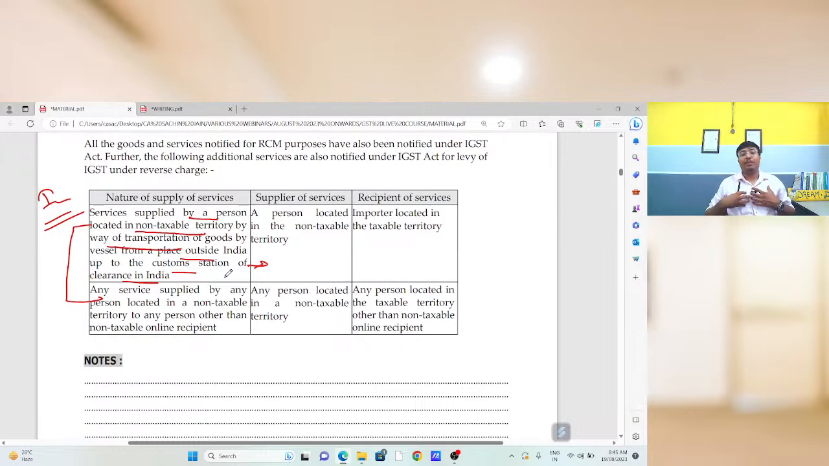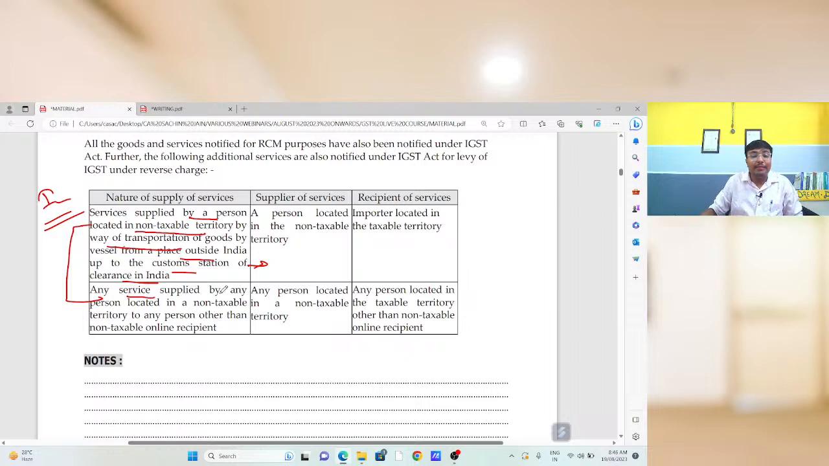That means if Sachin Jain requires certain services from Germany, and Sachin Jain is going to take those services from Germany, in that case Sachin Jain has registered himself as an importer. Okay, and in that case, Sachin Jain is acting as an importer. So Sachin Jain has to make the payment of taxes under reverse charge mechanism as an importer.